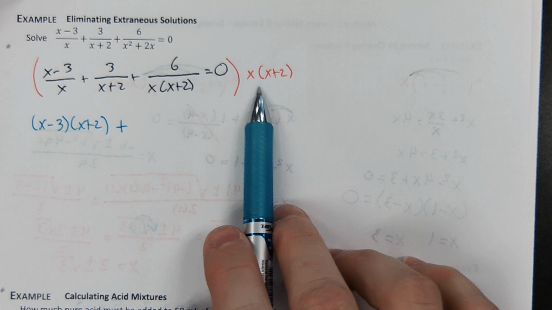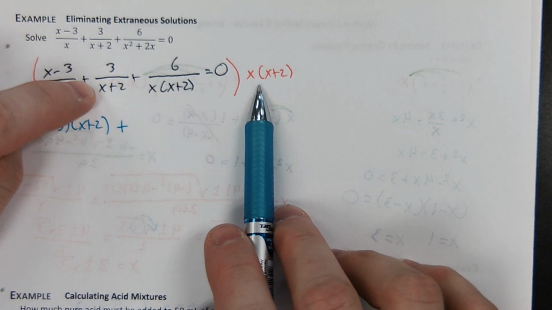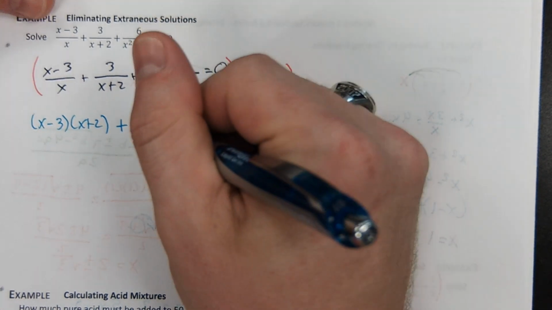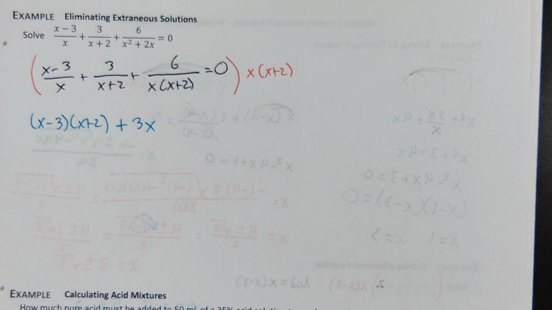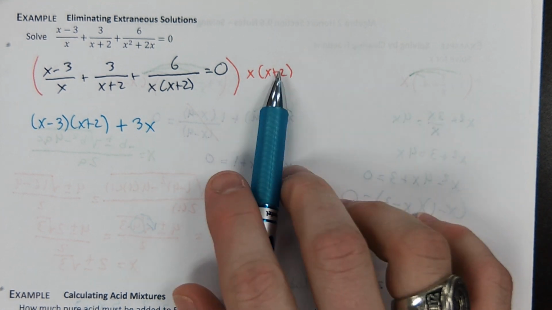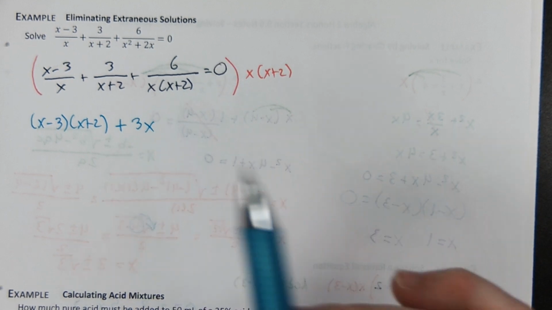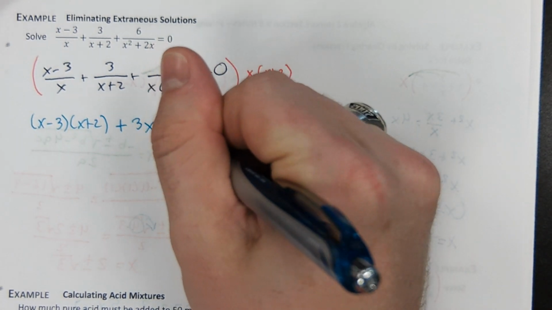Now we imagine this x and the x plus 2 are on top of this fraction. What cancels? X plus 2's. All that's left here is a 3 and an x. And if you put these two red things on the top of this fraction, both the x's and the x plus 2's cancel, and all that's left is a 6.